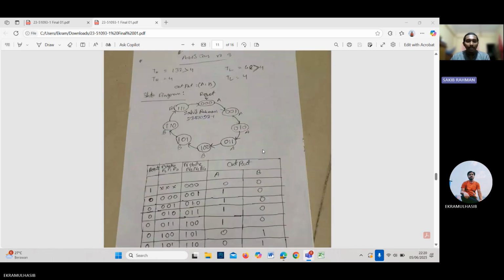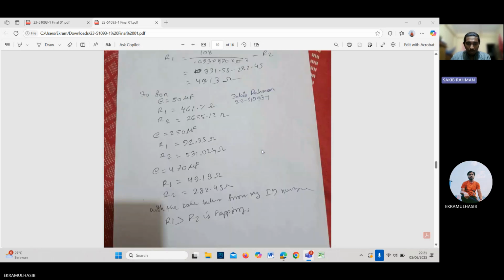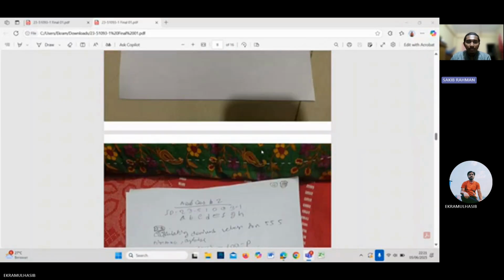In question one, my ID is 2351093, and the max car capacity is 6, as I have taken A plus G plus, which is 2, 3, and 1. And we have used an encoder 8 into 3, and I have shown two 555 timers, astable and monostable.